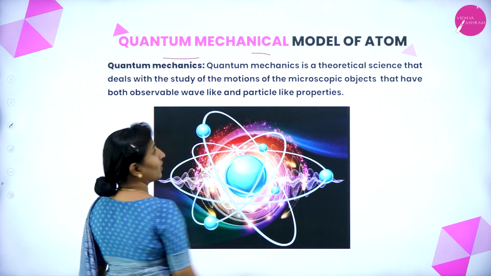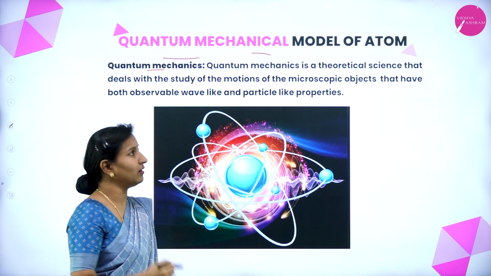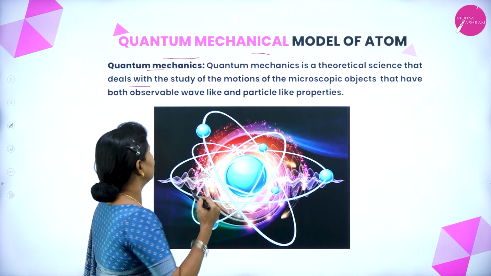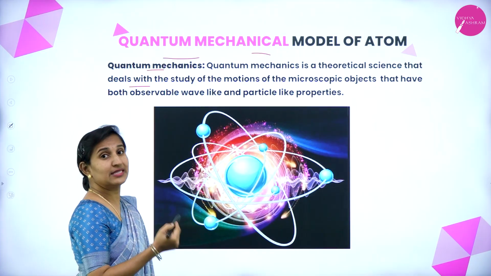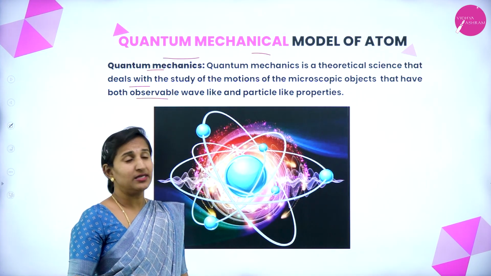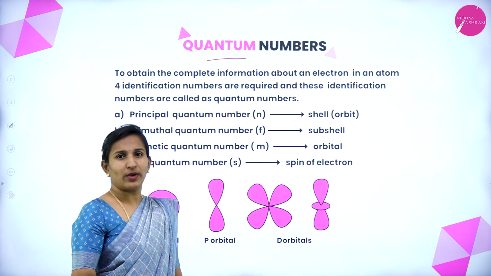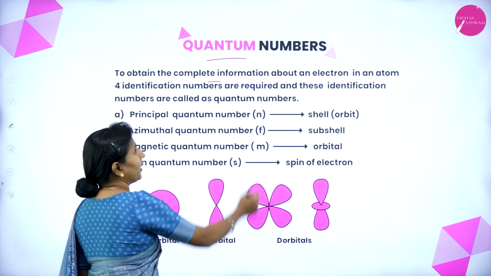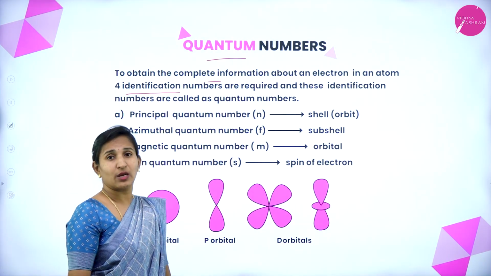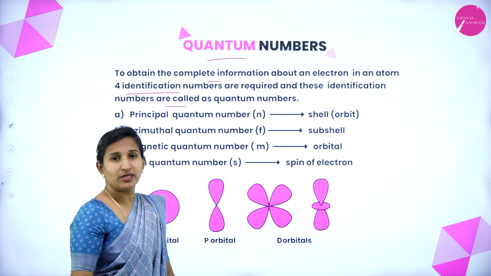Quantum mechanical model of an atom. Quantum mechanics is a theoretical science that deals with the study of motions of microscopic objects that have both observable wave-like and particle-like properties. Quantum numbers. To obtain complete information about an electron in an atom, 4 identification numbers are required. These identification numbers are called quantum numbers.